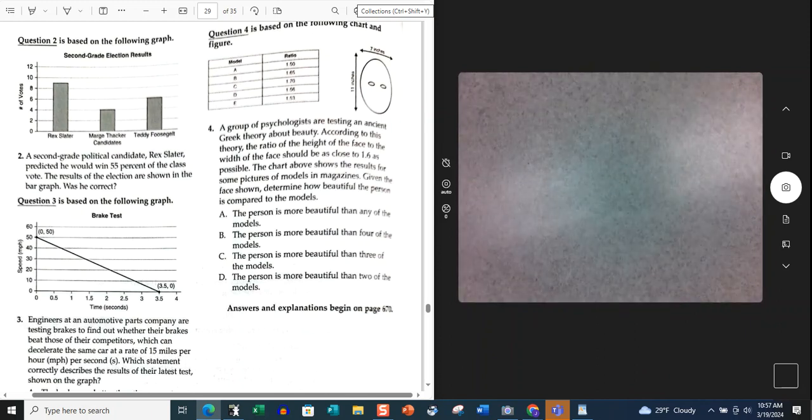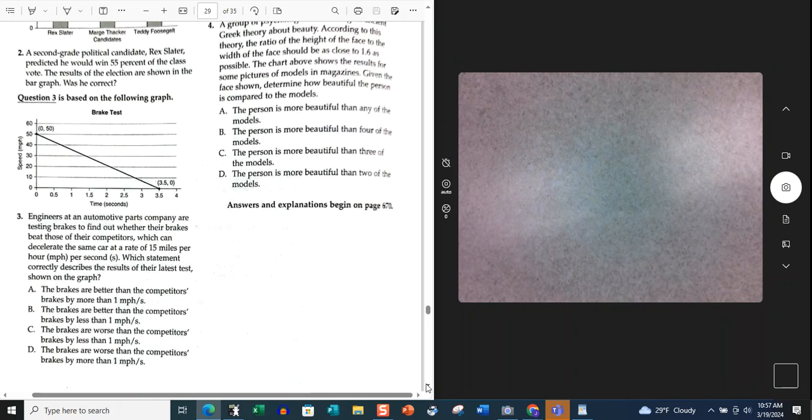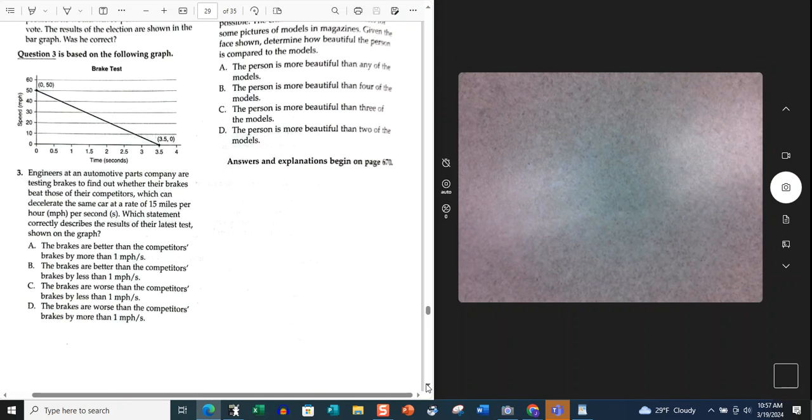All right, now we go here to question 3. Question 3 is based on the following graph. It says engineers at an automotive parts company are testing brakes to find out whether their brakes beat those of their competitors, which can decelerate the same car at a rate of 15 miles per hour per second. Which statement correctly describes the results of the latest test shown on the graph?